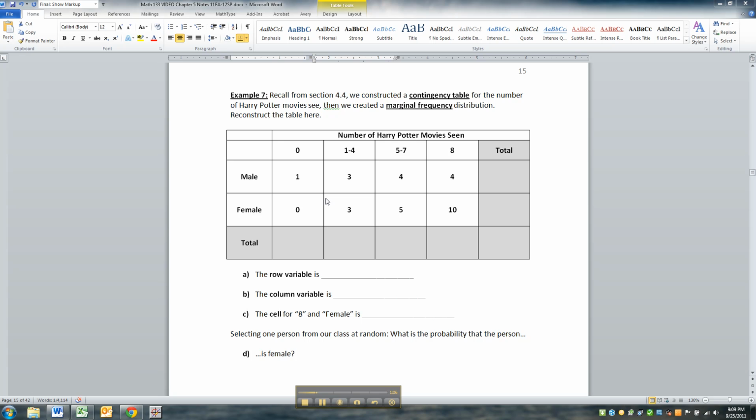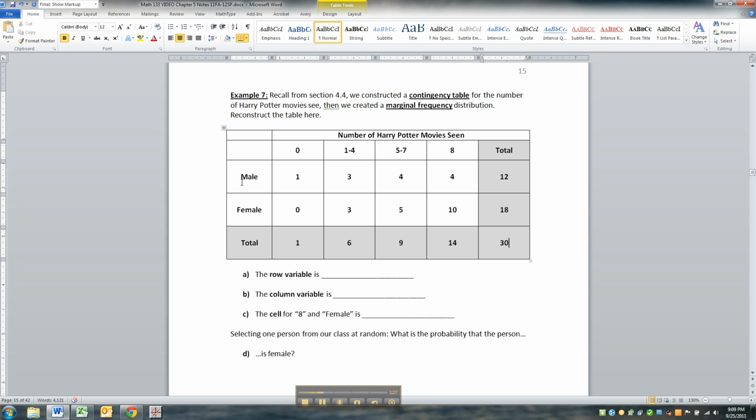And we're going to construct, for starters, the marginal frequency. So the marginal frequency is when you sum up all the rows and all the columns. So for example, this column sums to 1, 6, 9, 14. And this sums up to 18, and this sums up to 12, which means we have a grand total of 30 students in the class.